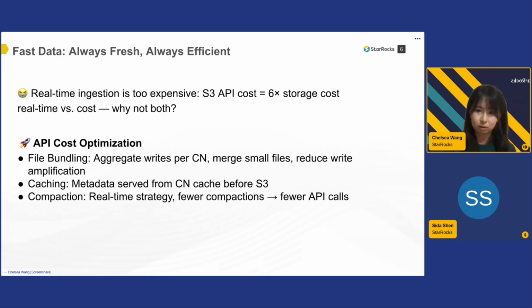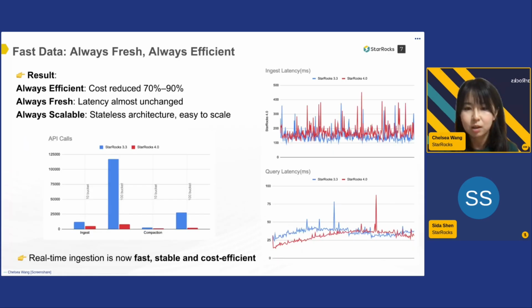We want to lower the cost while keeping the performance. So in version 4, we made an end-to-end push to cut the API cost down. We bundle files together, we utilize the metadata to avoid hitting S3, and we optimize our compaction strategy. We still keep it clean, but we are not going to overdo it. So we can save both the API cost and the compute cost. Put together, these changes make real-time ingestion way more cost efficient.